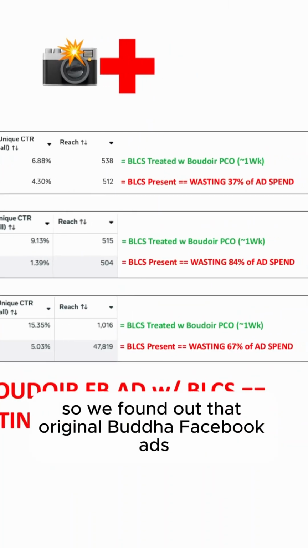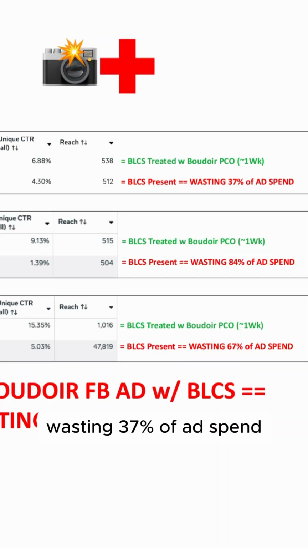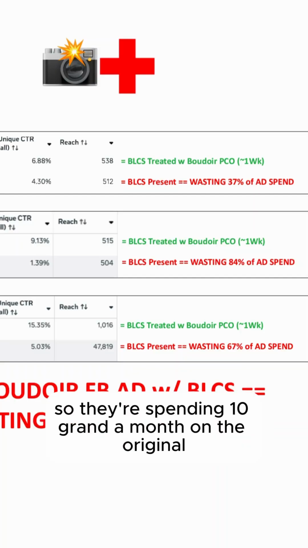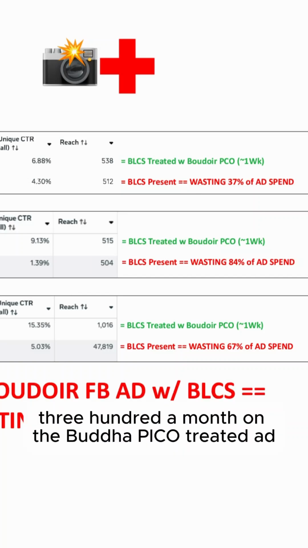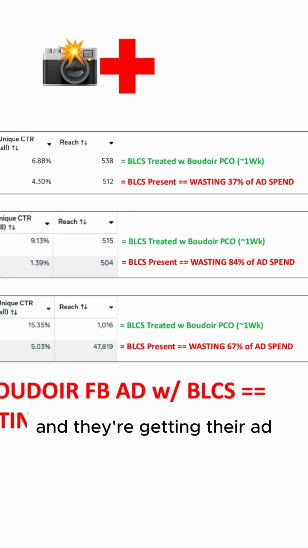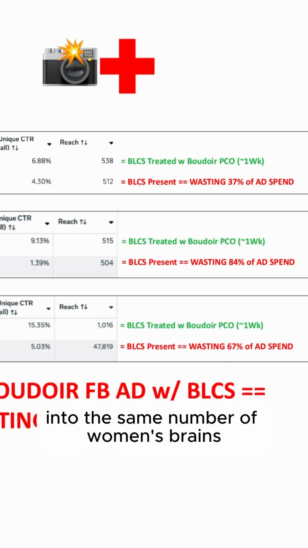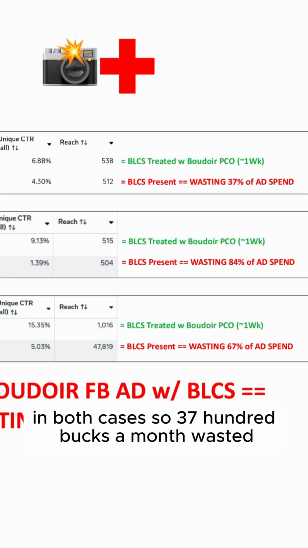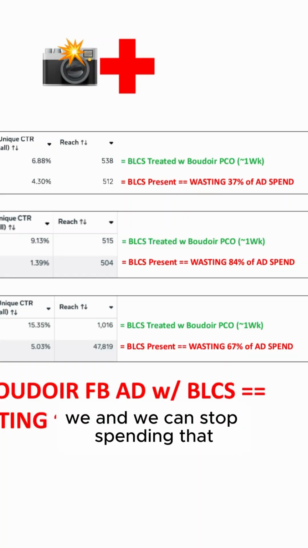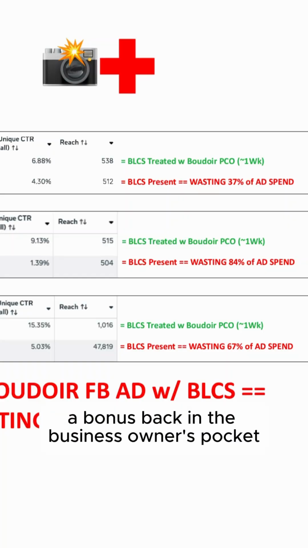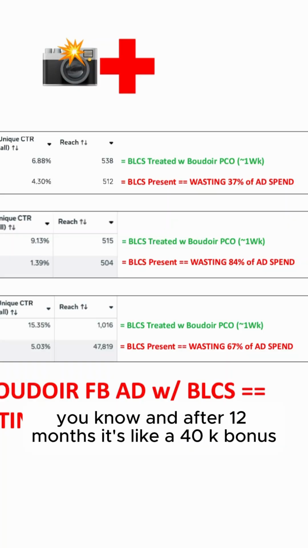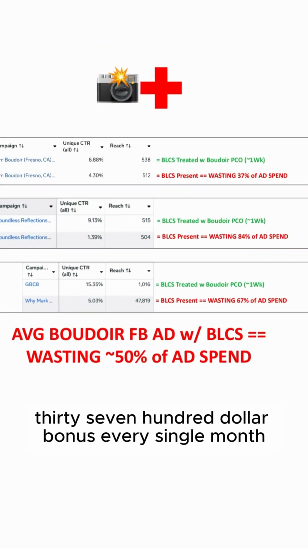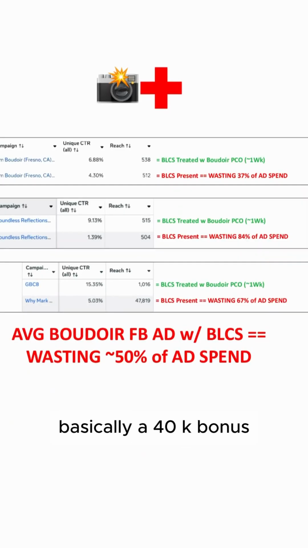So we found out that original boudoir Facebook ad was wasting 37% of ad spend. So they're spending 10 grand a month on the original. They now only have to spend 6,300 a month on the boudoir Pico treated ad, and they're getting their ad into the same number of women's brains in both cases. So that's 3,700 bucks a month wasted. We can stop spending that, and that's kind of a bonus back in the business owner's pocket because they don't have to spend it anymore. And after 12 months, that's like a 40K bonus. So $3,700 bonus every single month, basically a 40K bonus.